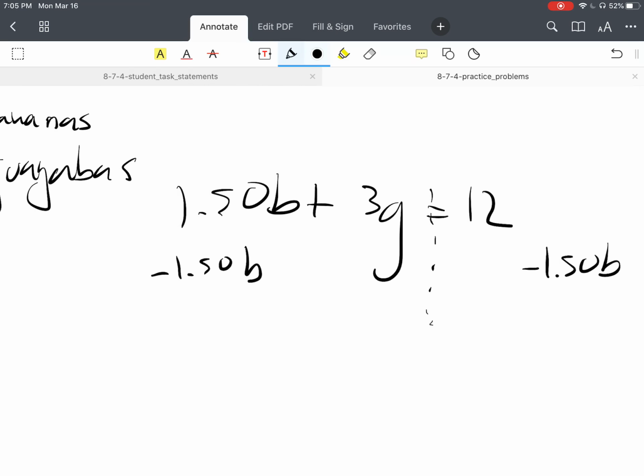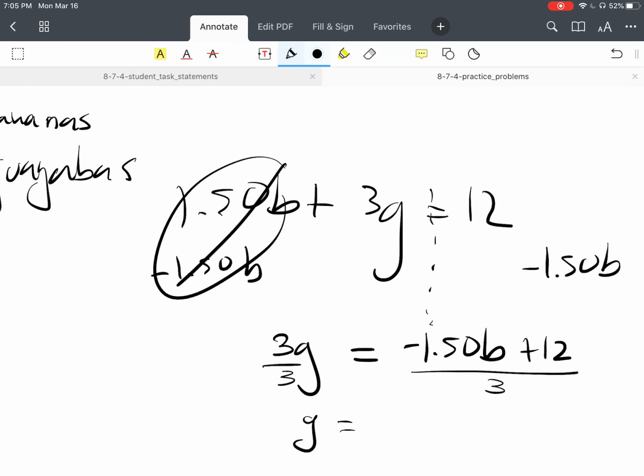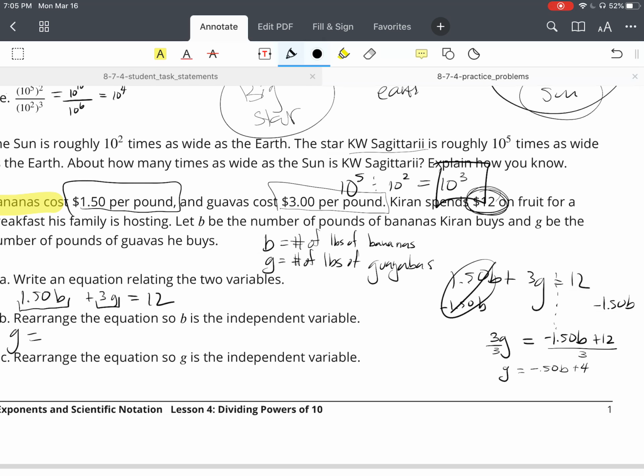Right, here's a little equal sign. That's a 0, so we have 3G is equal to, we can't combine these since they're different. And then the opposite of multiplying by 3 is dividing by 3. So G is equal to negative 1.50B over 3, which you can do on your calculators, negative 0.50B plus 4.